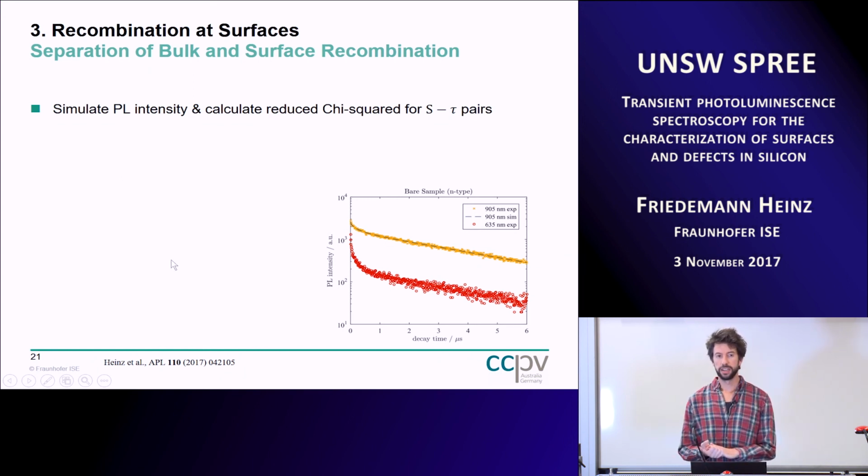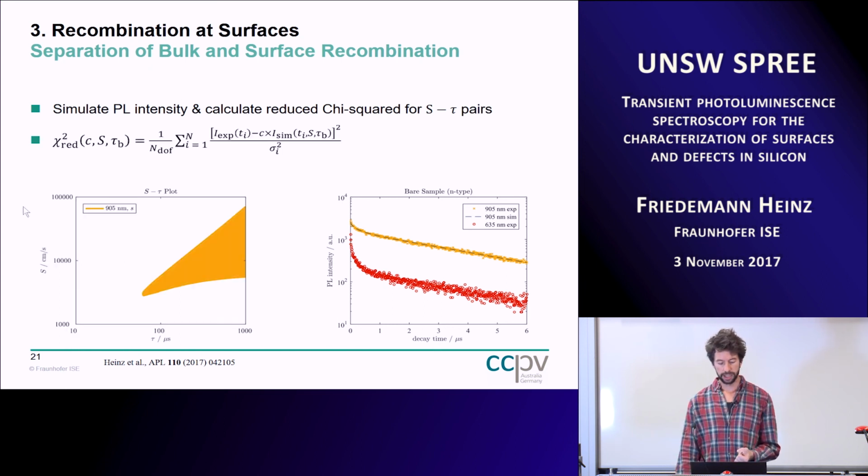Now, to get an estimate of what values of S and tau could describe this sample, I calculated a reduced chi-squared, so the difference between the experimentally measured decay curve and the simulated decay curve for different surface recombination and bulk recombination. And then what I plotted here is surface recombination here, bulk recombination here, and then we get a certain area within one standard deviation of the minimum reduced chi-squared, so the minimum of the fit, within which possible pairs of surface recombination and bulk recombination must lie.